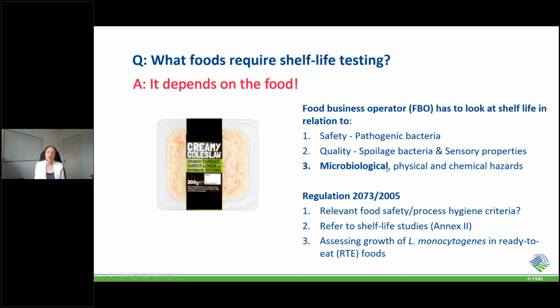When it comes to the microbiological hazards, we have this piece of legislation, Regulation 2073. You need to look at that and see, is there any relevant food safety or process hygiene criteria for the food that you're producing? And then you need to look at the shelf life studies and see what applies to the food that you're producing. In particular, the shelf life studies refer to any foods that are ready to eat, and when you need to assess the growth of listeria in your food if it was present, and whether it could potentially grow to a level over 100 CFU per gram that could cause illness in the people that consume that food.